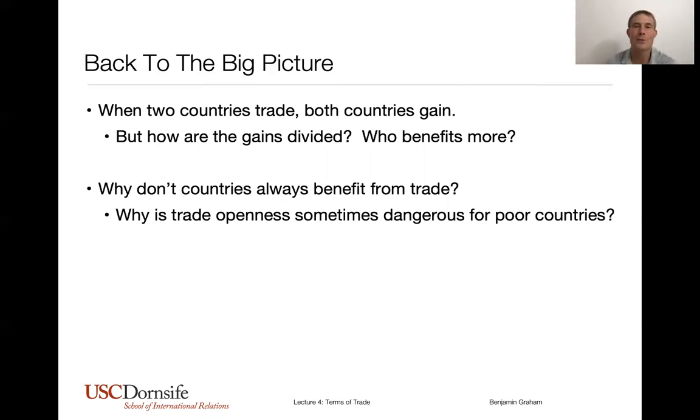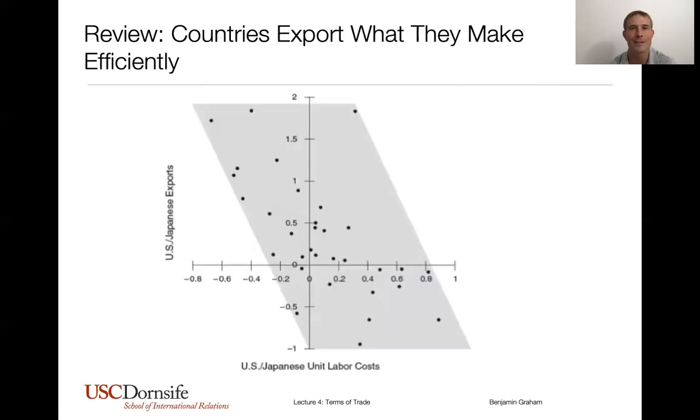We've seen some situations where opening up to trade and international finance have led to some really nasty financial crises in poor countries, right? So we're going to talk about why trade openness is sometimes really dangerous for poor countries. We'll be getting to that with the volatility piece here today.